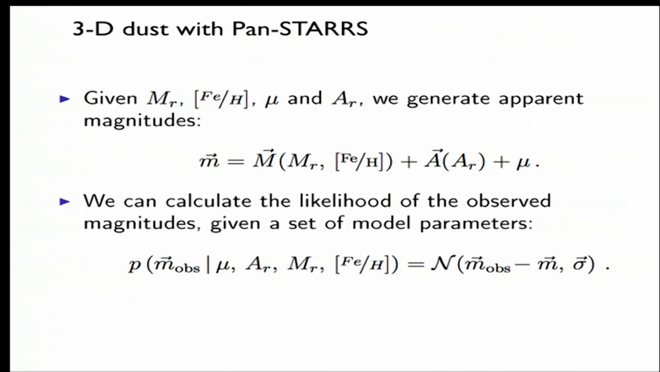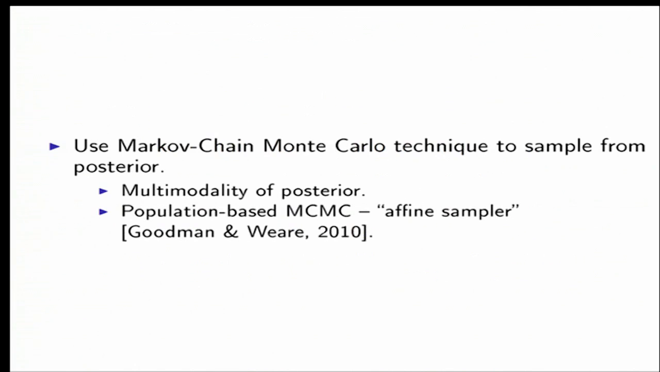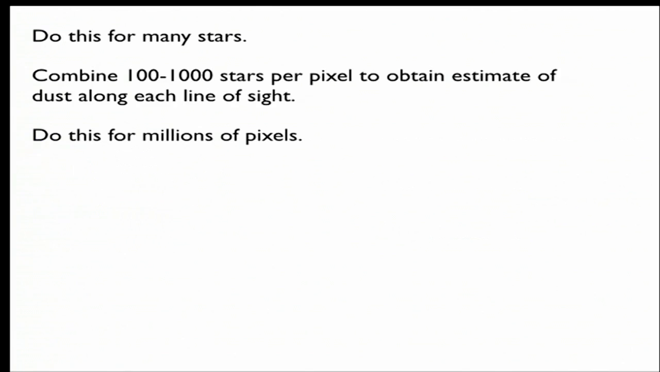And then we have a likelihood of observations that just has Gaussian errors, a ball of Gaussian errors about that model. And so we use MCMC. We like the Goodman and Weare affine sampler, but you could use whatever you like. We do this for many stars, on the order of 1 billion stars. We get a posterior for each one. Then we combine them in groups of 100 or 1,000 to define pixels on the sky. These pixels have nothing to do with the pixels in the camera. They're pixels we're defining for regions of sky that we're interested in. And we do this for millions of pixels.